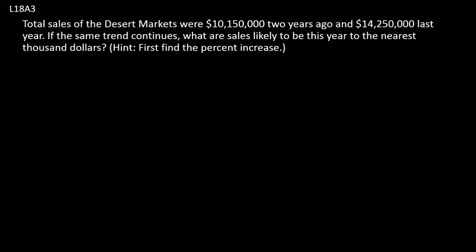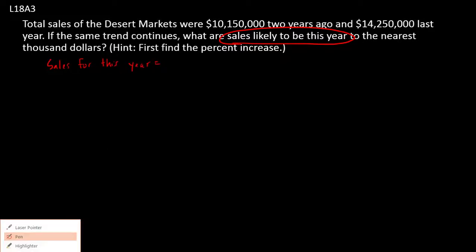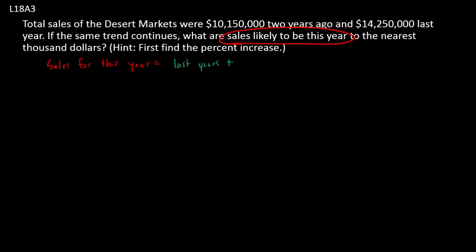So total sales of the desert markets were 10,150,000 2 years ago, 14,250,000 last year. If the same trend continues, what are sales likely to be this year to the nearest $1,000? Alright, so pull out your equations. They ask you to figure out what sales are likely to be this year. So sales for this year are going to be equal to, and this you should be familiar with by now, last year's sales plus whatever growth we project, right? So if we think we're going to sell 5,000 more or something like that, that would be our projected sales.